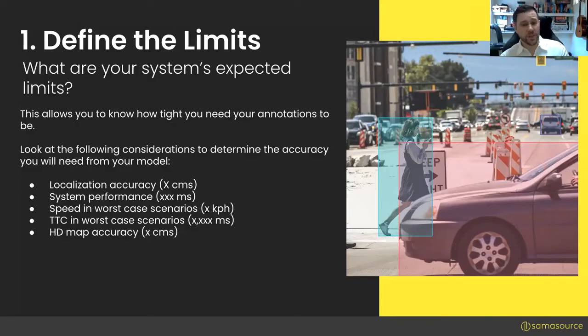You need to consider your speed in your worst case scenarios. Obviously, when defining limits, it's easiest to look at the extremities. So you want to take your list of scenarios that you're trying to address and look at the worst case scenarios there to define that. You then also want to consider, it's pretty simple math to back out your time to collision in the worst case scenarios. And then you also want to consider the accuracy of your HD maps, like how well does it represent the real world if there's any discrepancies there.